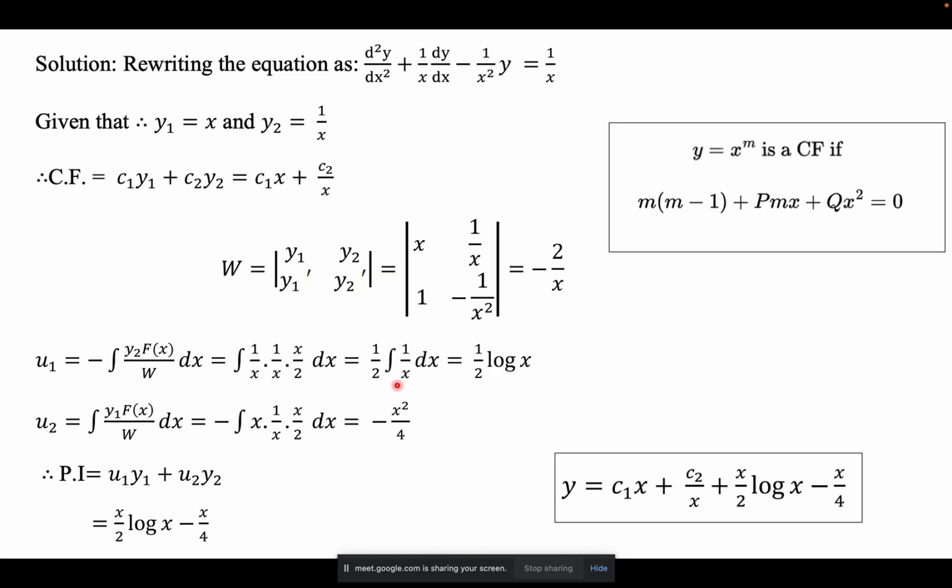So what are you left with? You are left with 1 by 2 times the integral of 1 by x dx, and the integration of 1 by x dx is just log x. So the value of u1 is just 1 by 2 log x, right?